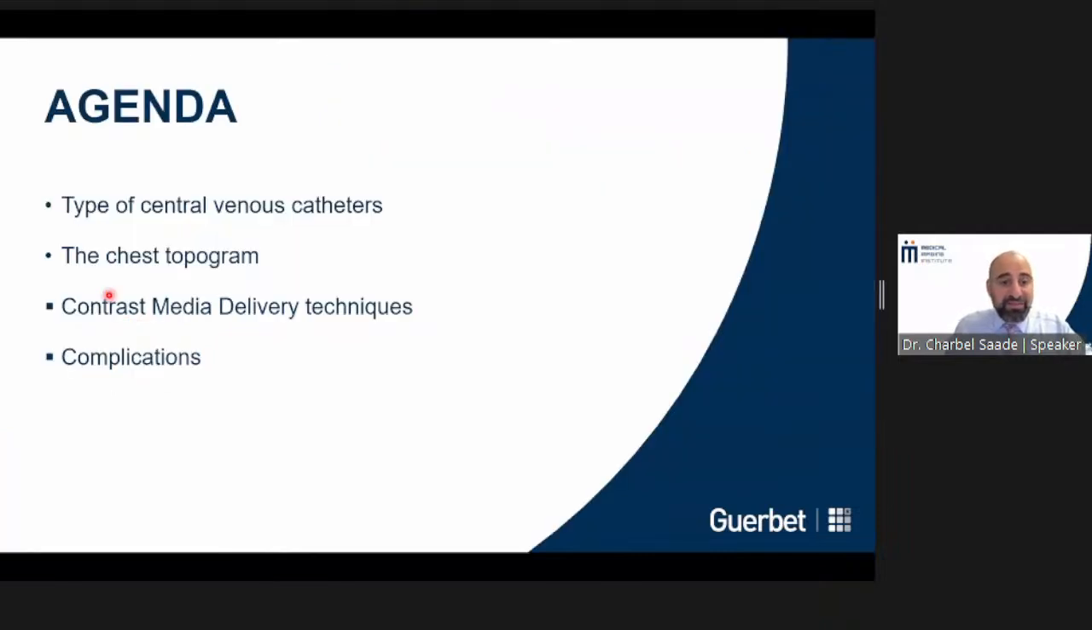So we've talked about the types of CVC catheters. We've looked at the chest topogram. We've looked at contrast media delivery techniques, and we've gone through complications.